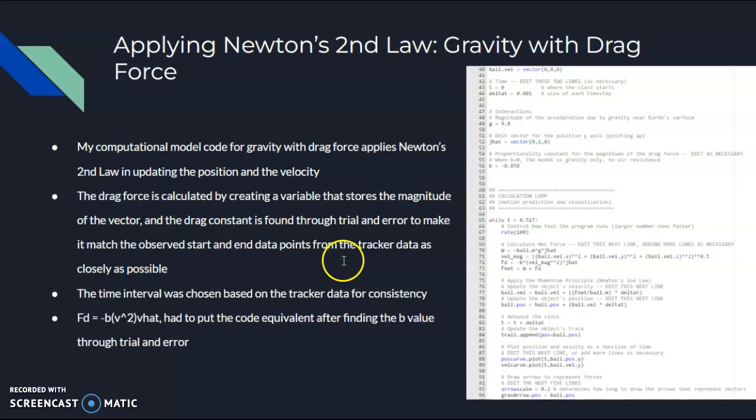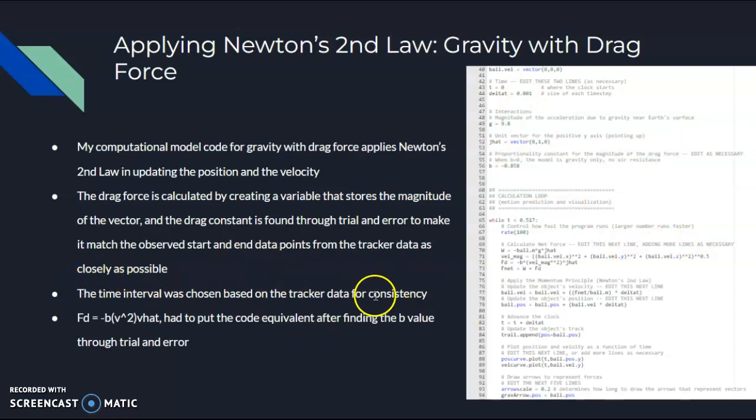Alright, so applying Newton's second law with gravity and drag force. This one's a little bit more complicated. My computational model code for gravity with drag force applies Newton's second law in updating the position and the velocity as well. But the drag force is calculated by creating a variable, which I called velocity underscore mag, that stores the magnitude of the vector. The drag constant is found through trial and error to make it match the observed start and end data points for the Tracker data as closely as possible. By substituting in values for B, I was able to guess this value through trial and error, so that it would start at 1 meter and end at 0 meters in height.